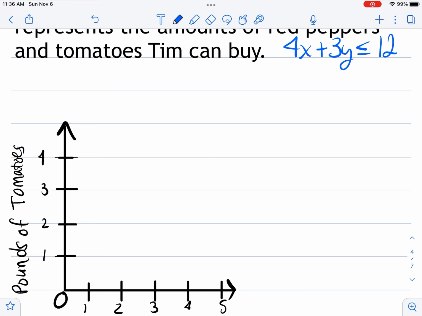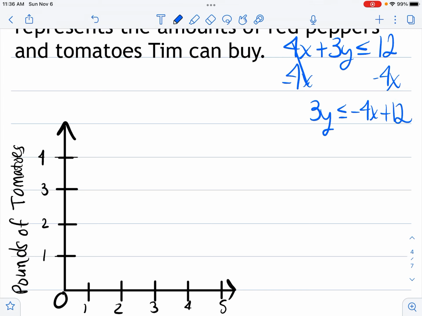Okay, so I'm going to subtract 4x from each side. Those cancel out, and I get 3y is less than negative 4x plus 12. Divide everything by a positive 3, which means I do not need to switch the symbol. And my final graphing form is y is less than or equal to negative 4/3 x plus 4.